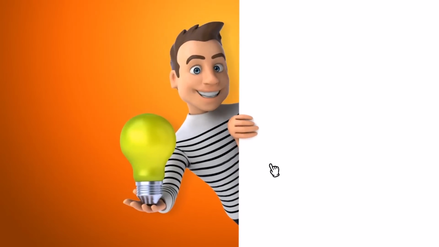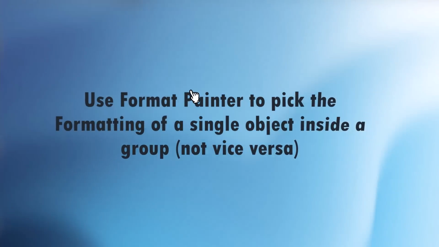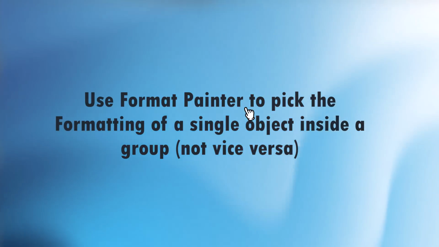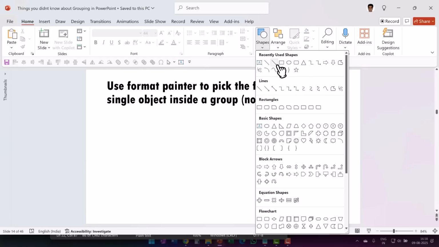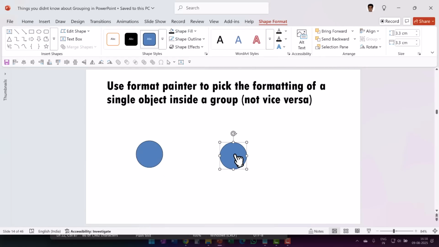Here is the next unique thing about grouping. You can use the Format Painter tool to pick the formatting of a single object inside a group, but not vice versa. Let me show you what I mean by this. Let us draw a few circles as always. Let us make a duplicate by pressing Ctrl D and have another one like so. Maybe we can keep these things together. I'm going to color this in a different way. Let us choose maybe this color, and for this one I'm going to choose red.